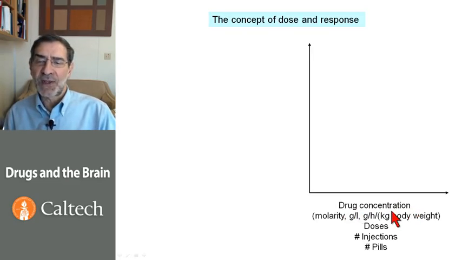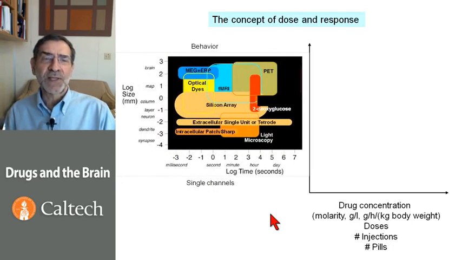Perhaps the most precise way of doing it is the molarity of a drug, its concentration, and we can also express that in terms of grams per liter, grams per hour per kilogram of body weight if we're applying to an entire animal. We can talk in general terms about doses, such as the number of injections, the number of pills, and other ways of adding drugs to a system. We can also talk about responses at a lot of levels of analysis.